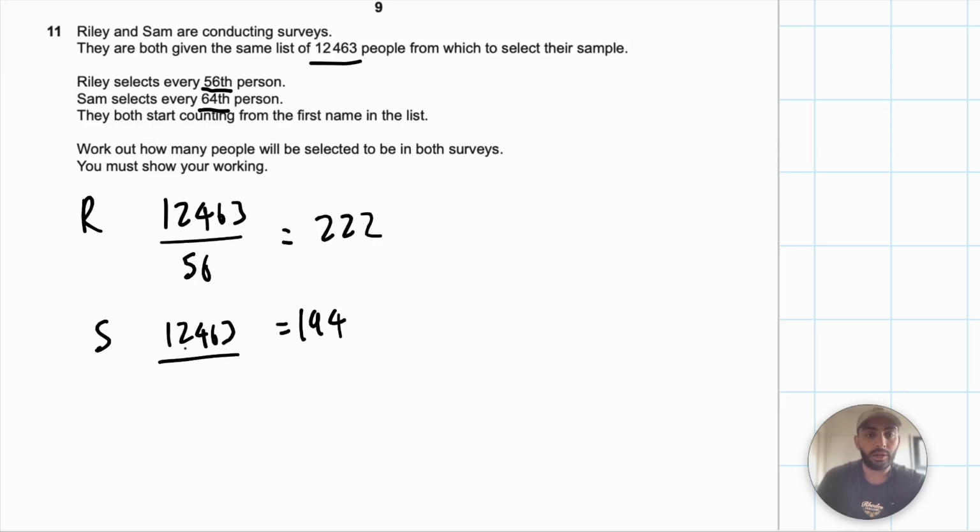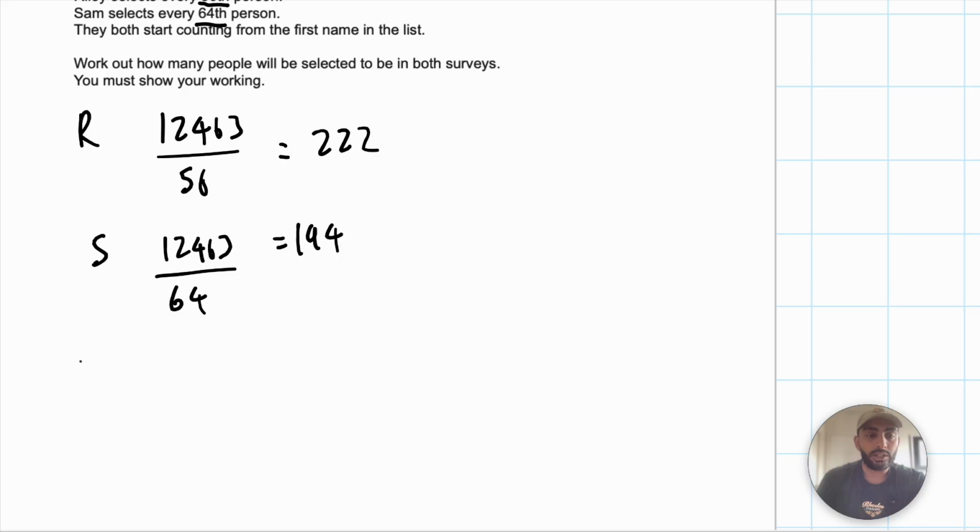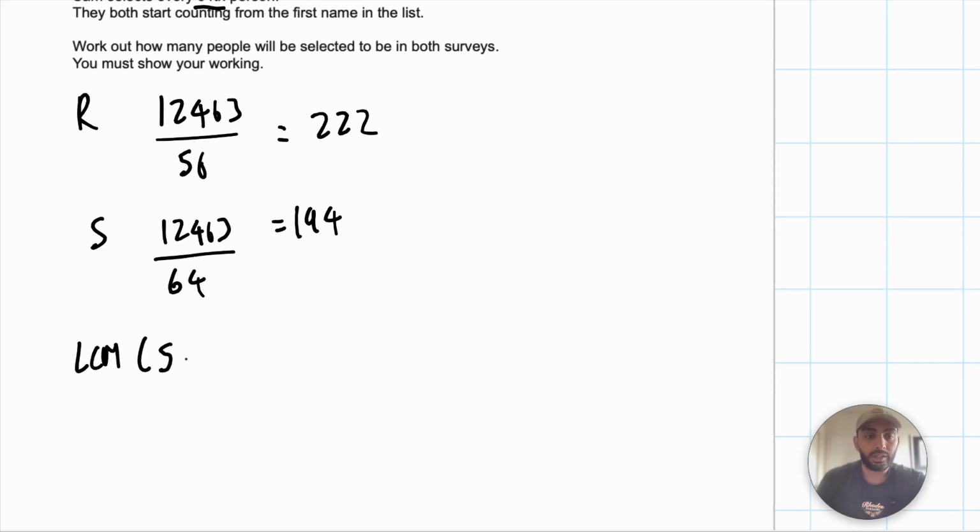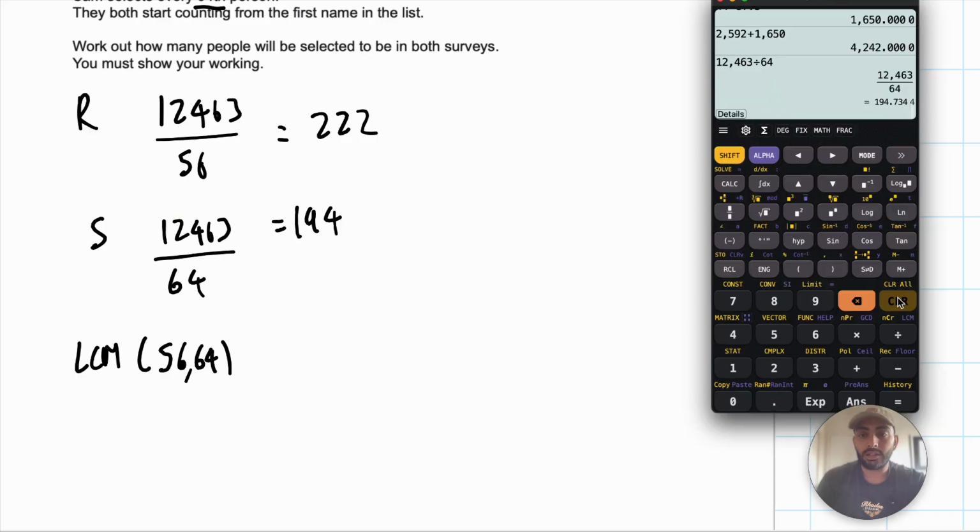12463 divided by 64. The next thing that we need to consider is that every lowest common multiple of Riley and Sam will be a common person that they have in both of their lists. So we need to remove the duplicates from both of their lists. So let's find out the lowest common multiple of 56 and 64. An easy way to do it using the calculator is using the prime factor function. So I type in 56 and then I press shift and then fact.